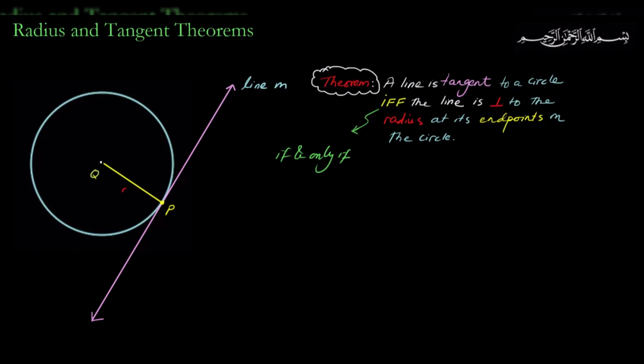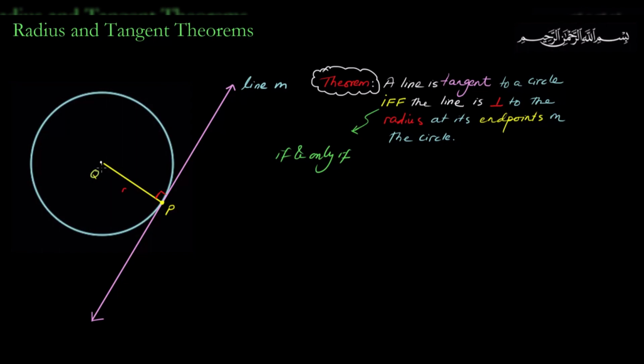So let's look at that. It's saying that this line, in our case line M, is tangent to the circle if and only if right here, this particular angle is a right angle. So that's what this statement is saying. A line is tangent to a circle if and only if the line is perpendicular, right here. This symbol means perpendicular and this symbol means right angle. So, again, a line is tangent to a circle if and only if the line is perpendicular to the radius.